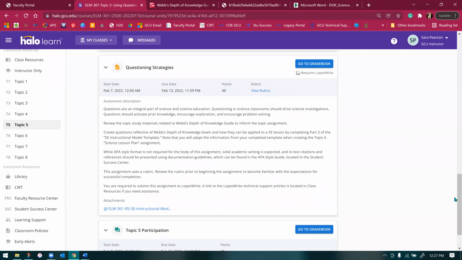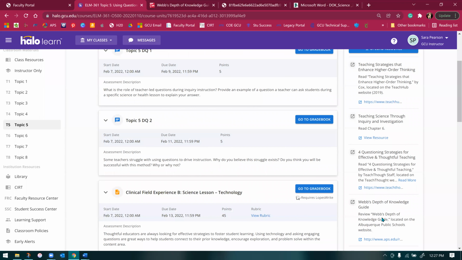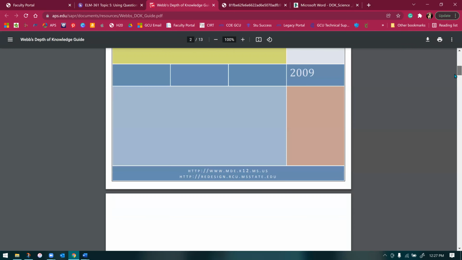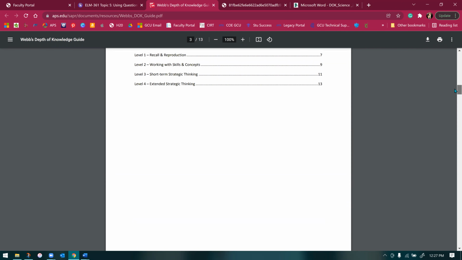So first, you'll notice that we do have some resources over here on our Webb's Depth of Knowledge guide. And that's this here when I open that link. This is going to be a really helpful resource for you as you're thinking through your questions. You can see that there is a page or pages for each of the 4 levels. So you can understand what those levels are and what they might look like in practice.